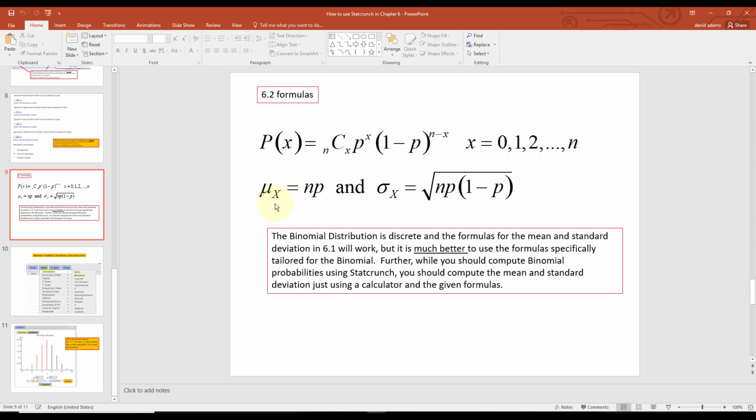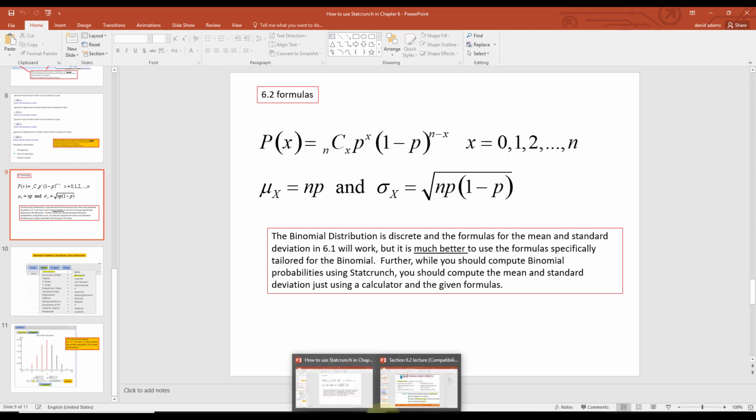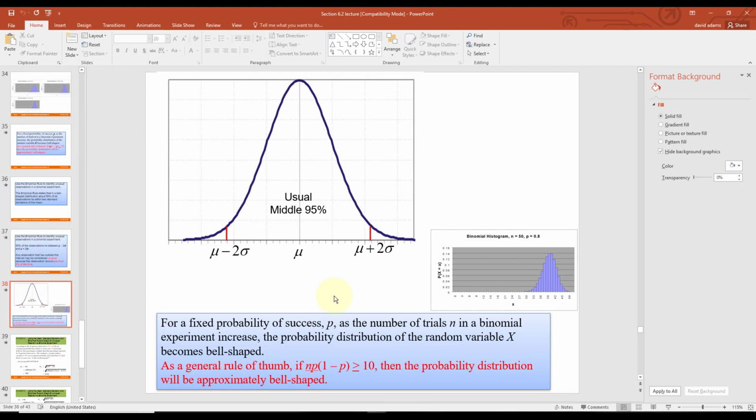This is the formula for the mean. This is the formula for the standard deviation. Another thing that's going to be important in this particular problem is this idea that if NPQ is greater or equal to 10, then the histogram for the binomial distribution is going to look relatively bell-shaped. And as we learned from the empirical rule, whenever you have a bell-shaped symmetric distribution, then you should expect to see about 95% of the data, what we call usual, because we remember we use 5% as a threshold for unusual, between -2 standard deviations and +2 standard deviations.